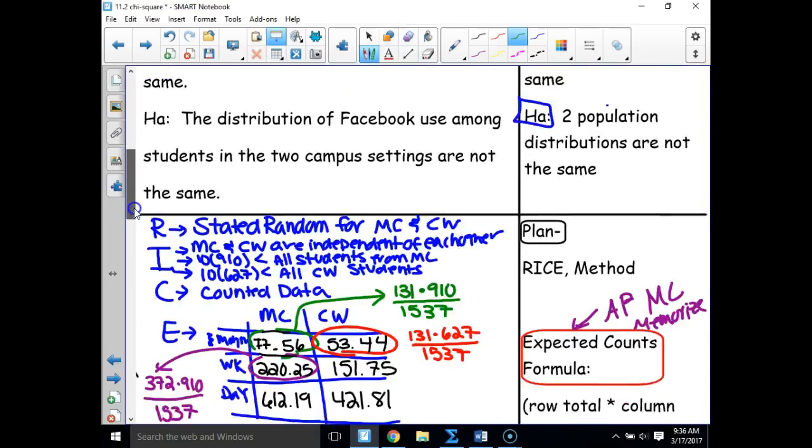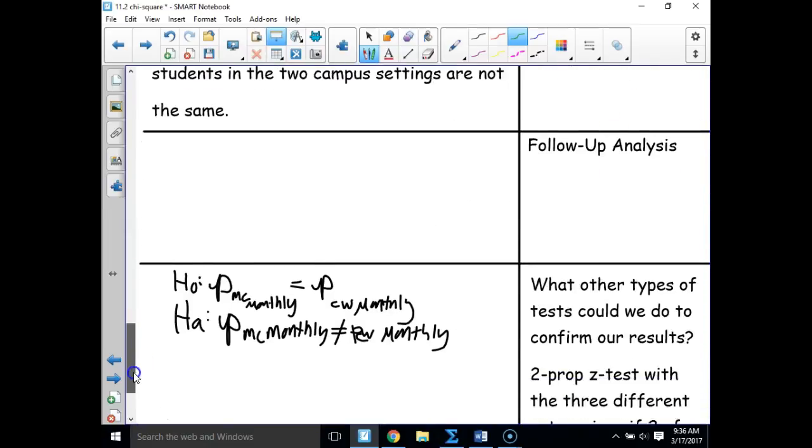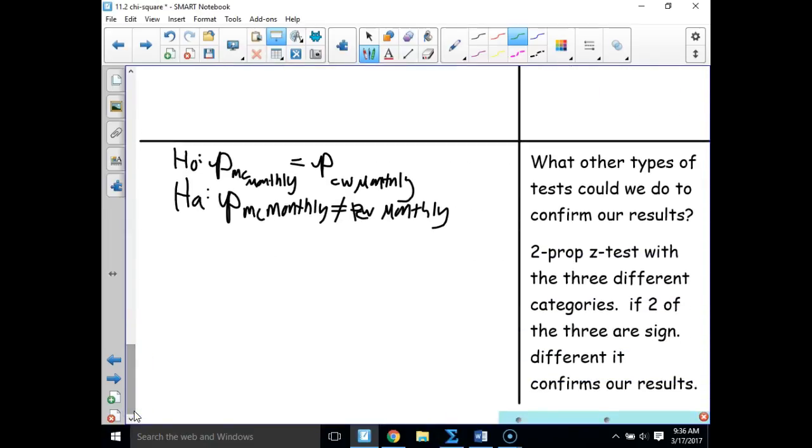What I want to tell you, ladies and gentlemen, is we have a contradiction. And that contradiction is that the chi-square test is saying the distribution of the main campus versus the distribution of the Commonwealth is different. But for our two proportion z-tests, across the board, only two of the three say they're different. And in AP Stats, what we say is in a two proportion z-test with three different categories, if two of the three are significantly different, it confirms our results from our chi-square test.